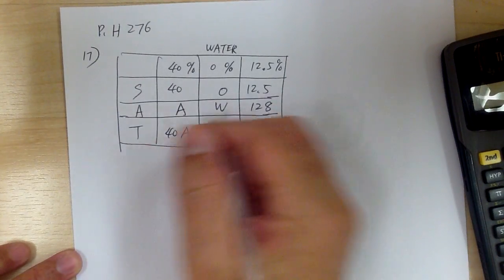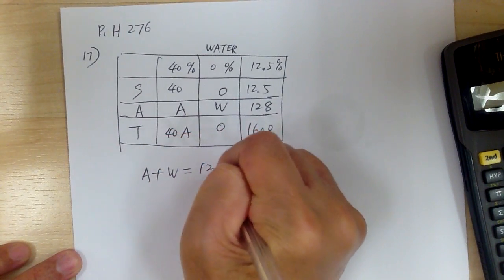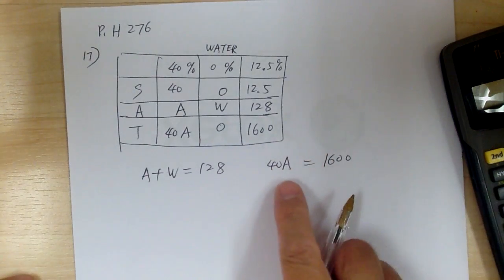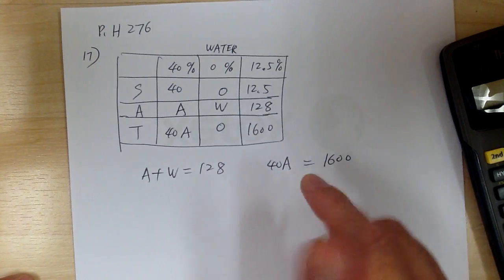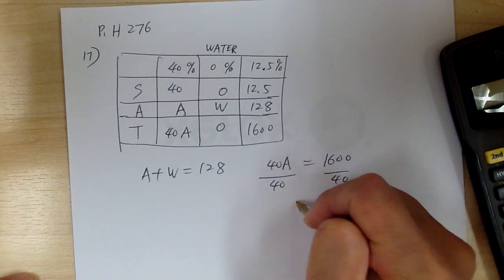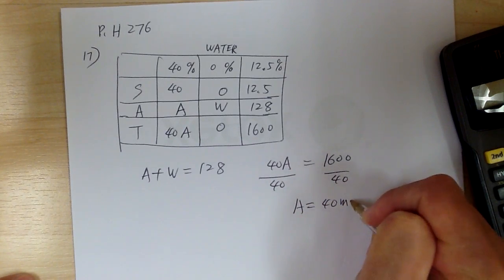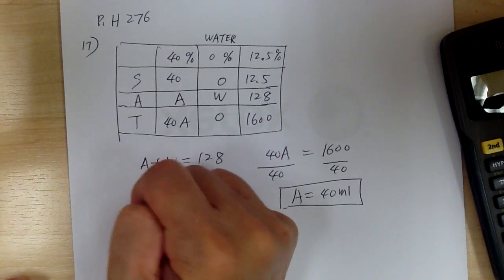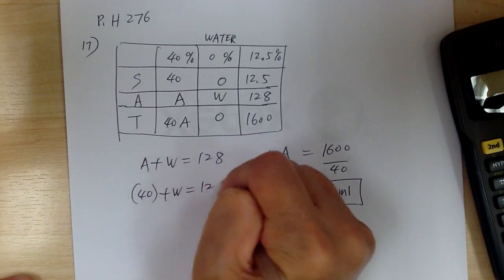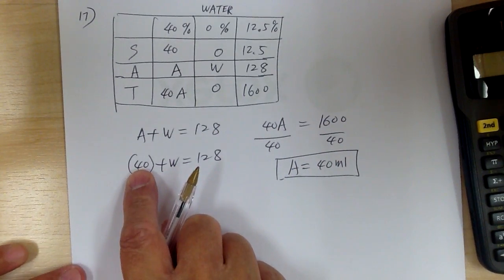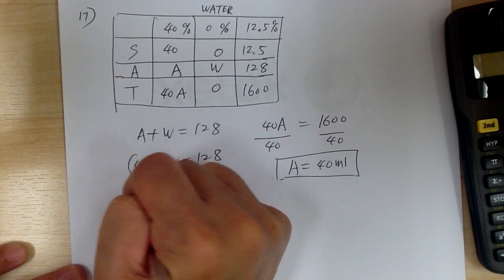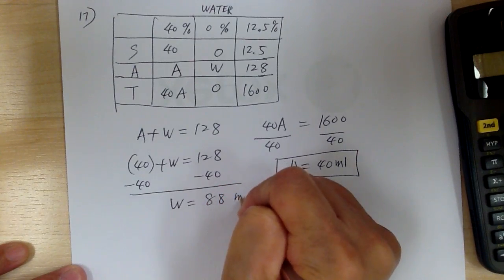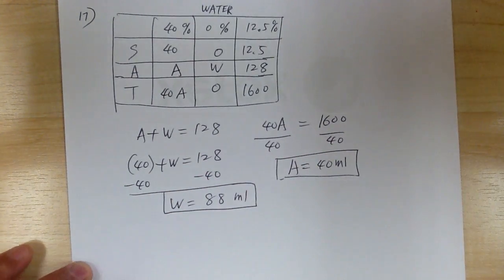Okay, so you go and write your equation. So you got A plus W equal to 128. And this one, you got 40A equal to 1600. And again, this is an easy equation to solve because it has only one variable, so you can solve already. Divide by 40. So A equal to 40 milliliters. And from here, you come over here to substitute. So you got 40 plus W equal to 128. Again, put in the parentheses, so that way, it's obvious that this is a substituted number. So minus 40, so W equal to 88 milliliters. Okay, and that's it for 17.